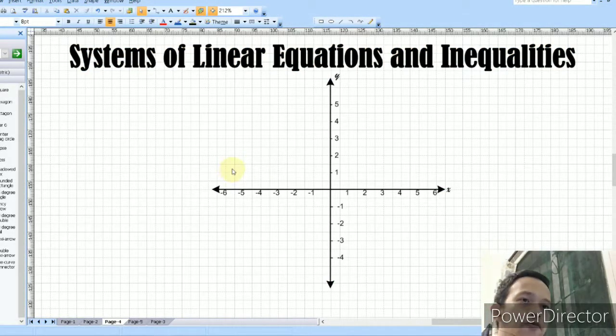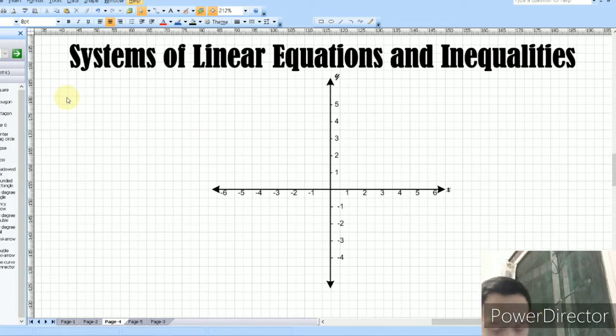This is chapter 4, which is systems of linear equations and inequalities. Now, what is a system? In the previous chapter, we learned about linear functions. Now we learn about systems. So first, let's discuss a system.